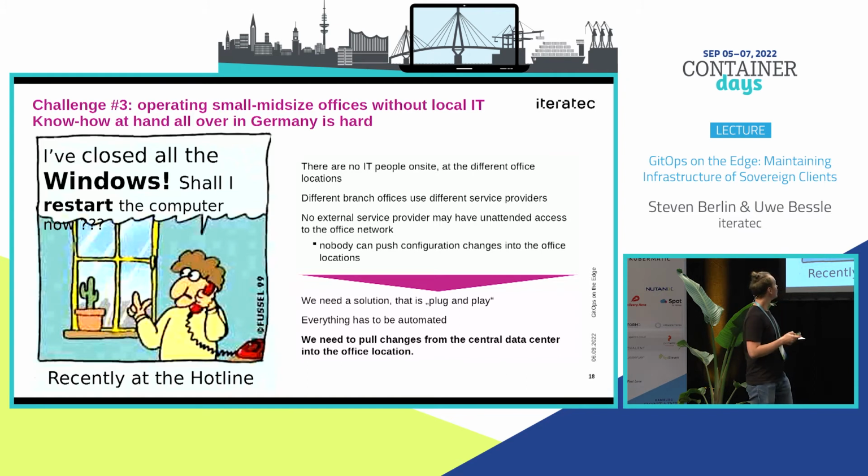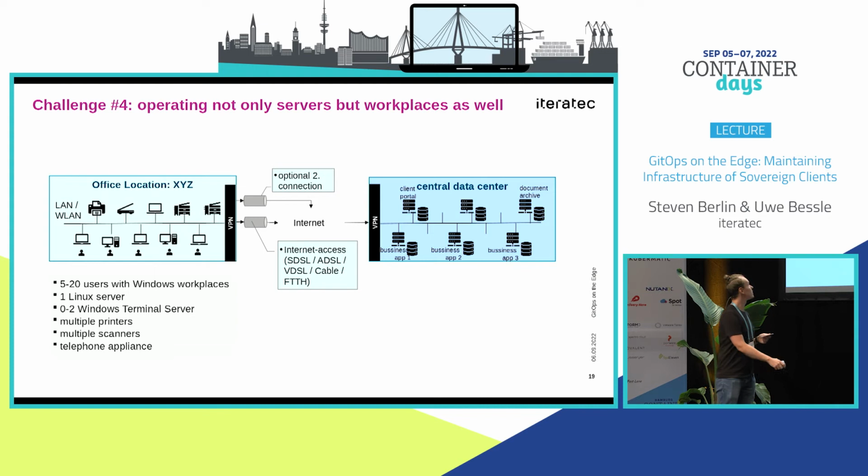Okay. Next challenge. What is it about? We have the operation not only for servers but workplaces as well. Because, as you can imagine, an office that has users that want to interact with software you have in the data center, they're not only having their workplaces, but there's a server setup we have, and also something like a telephone appliance, like printers, like scanners. So all kinds of peripherals that are included here.